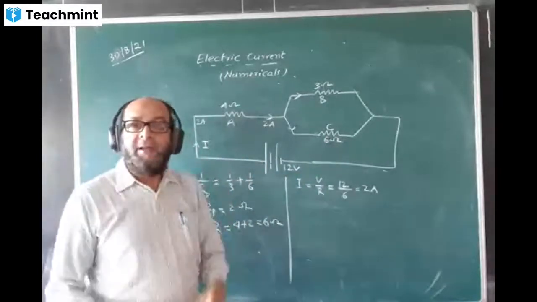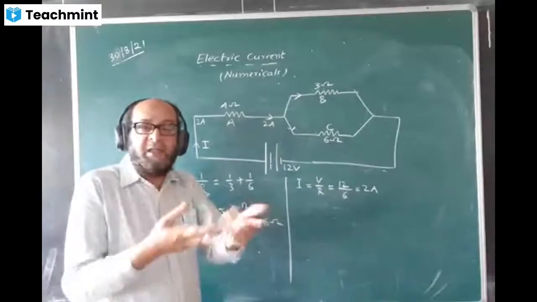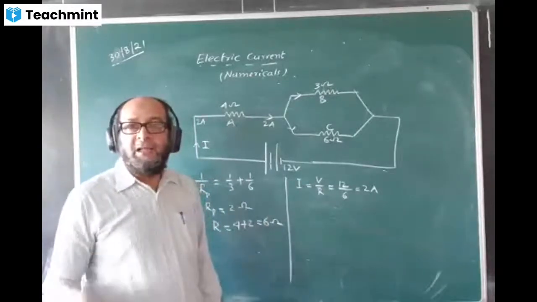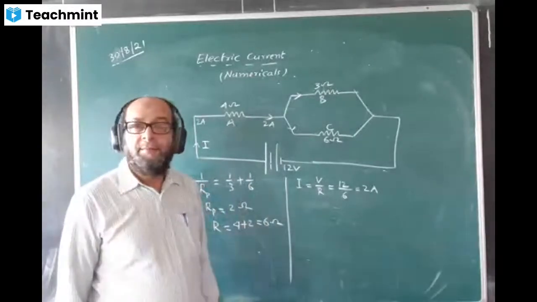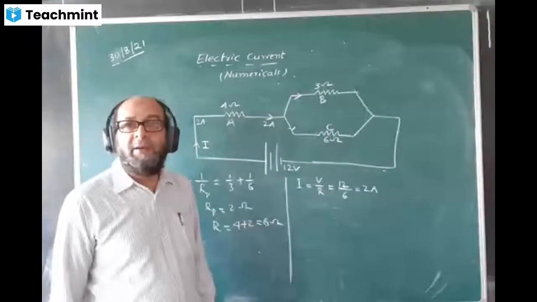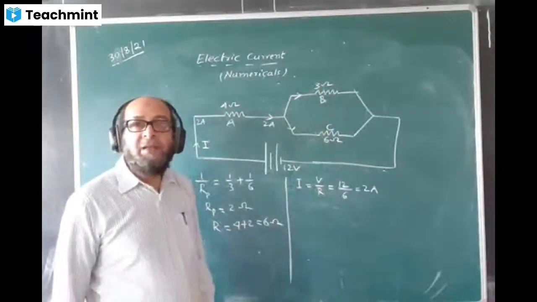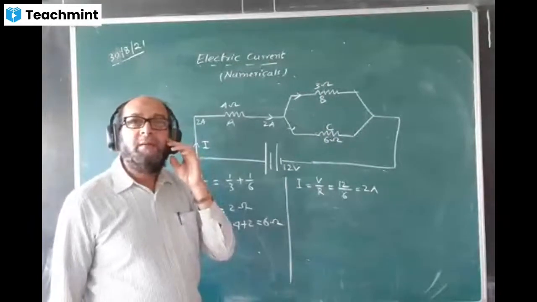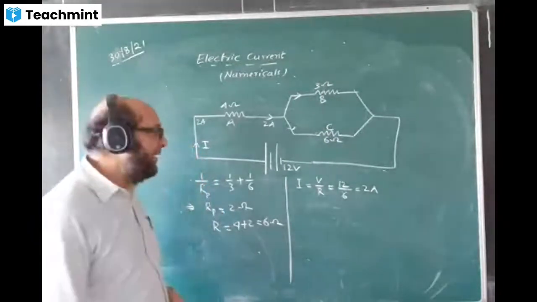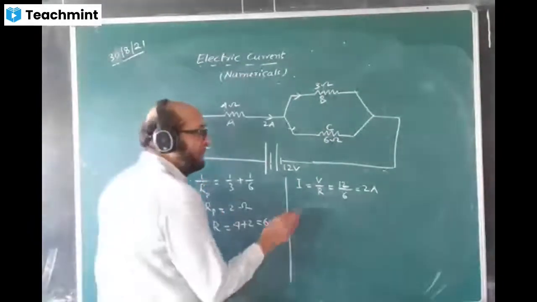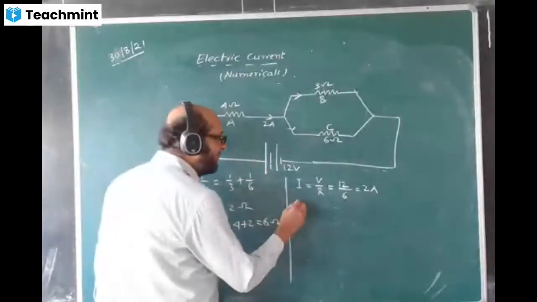Resistance and current are inversely proportional. The more the resistance, the less the current. The less the resistance, the more the current. The current cannot be equally divided here because the resistance values are different. How much current will be in each one? Let us check. There is a method of finding it. Two methods are there. I'll show one method first.